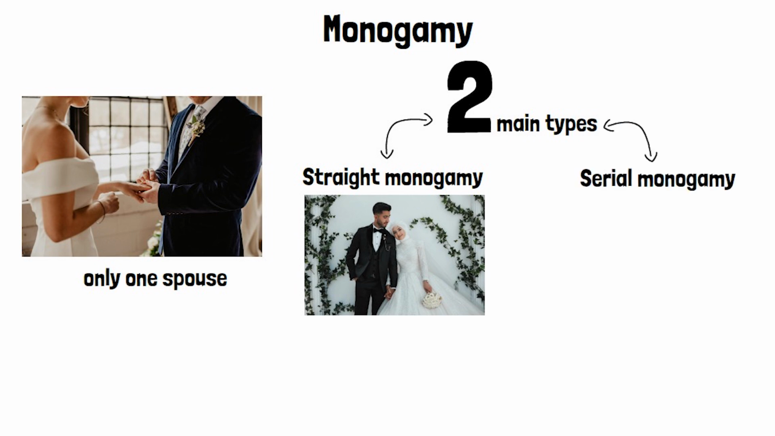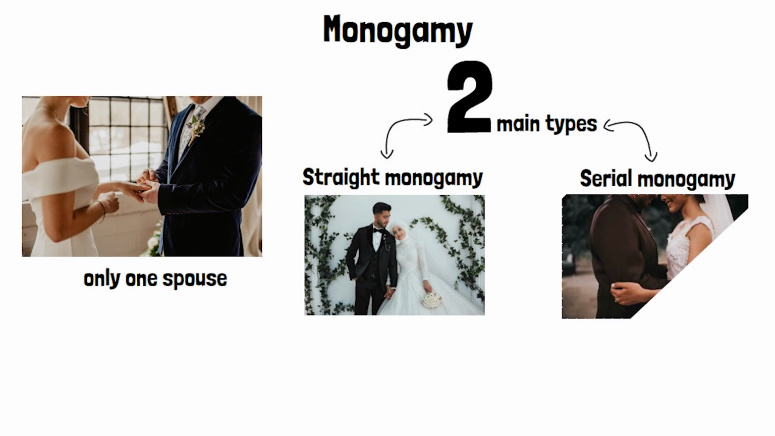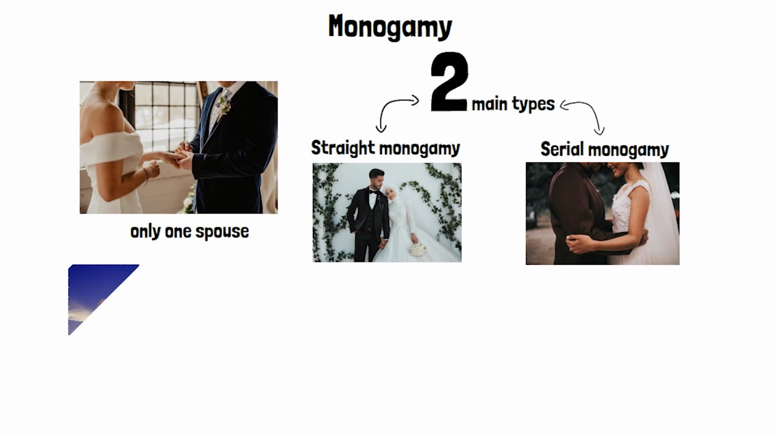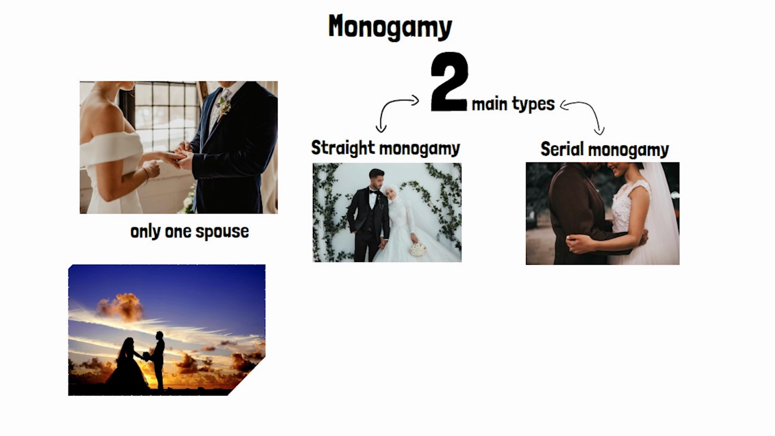Serial monogamy, on the other hand, allows for multiple sequential marriages where individuals remarry after a previous marriage ends due to death or divorce. Both forms are legally recognized in many countries, with laws typically preventing polygamous relationships.